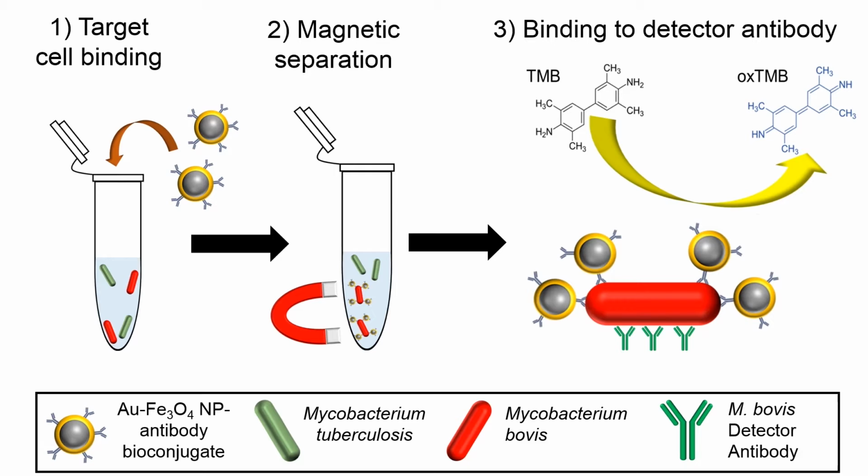The bioconjugates were then incorporated into a sandwich ELISA type immunoassay, which enabled simultaneous immunological sensing and differentiation of MTB and M. bovis at concentrations of 1000 CFU per ml.